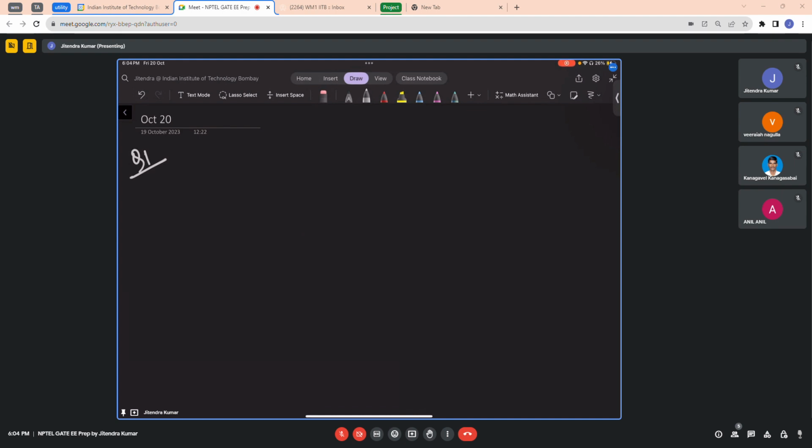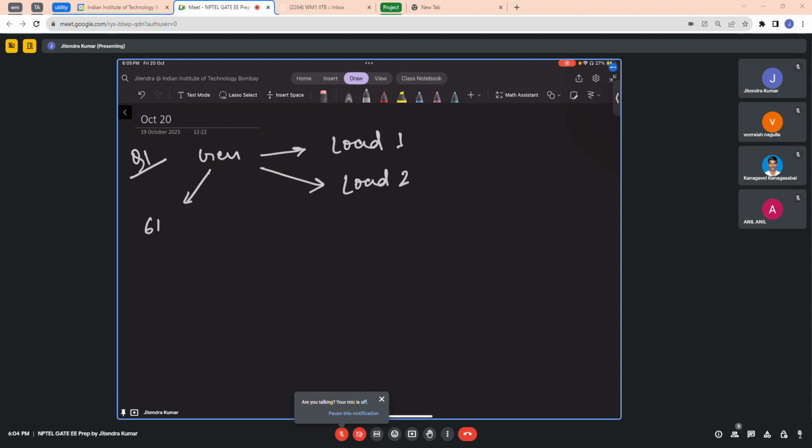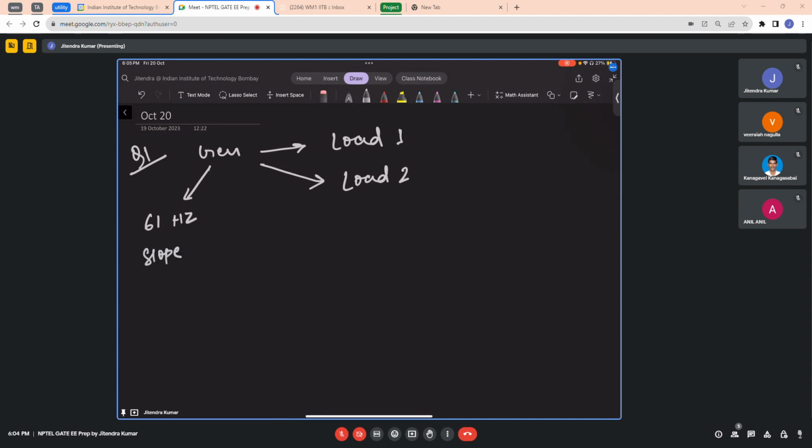Okay. So we have a generator that supplies a load. And now we are connecting another load in parallel. But the generator has a no load frequency of 61 hertz, and its slope is 1 megawatt per hertz. So to supply 1 megawatt of power, its frequency will drop from 61 to how much?